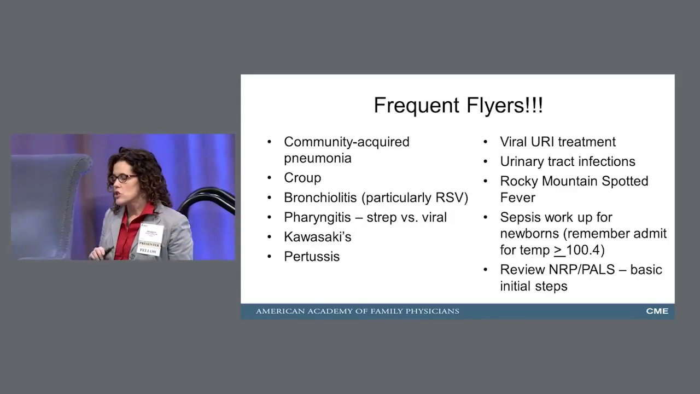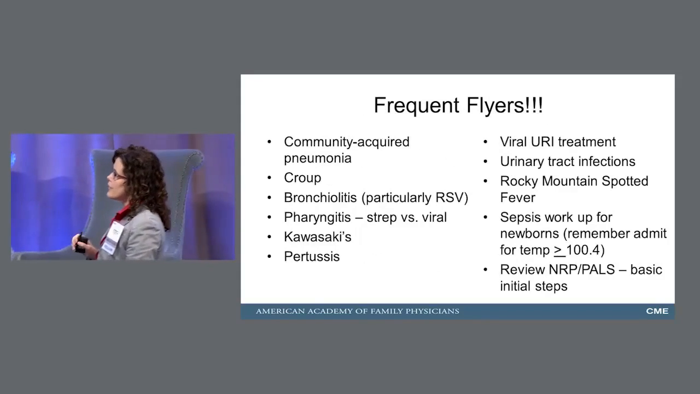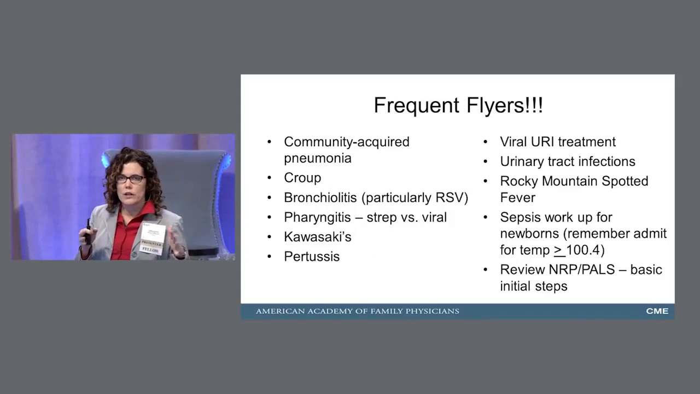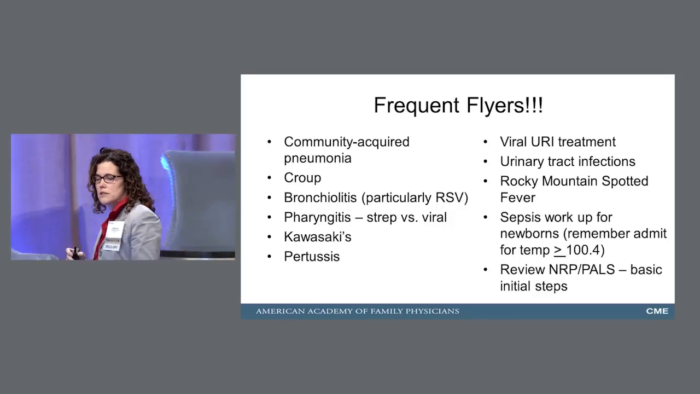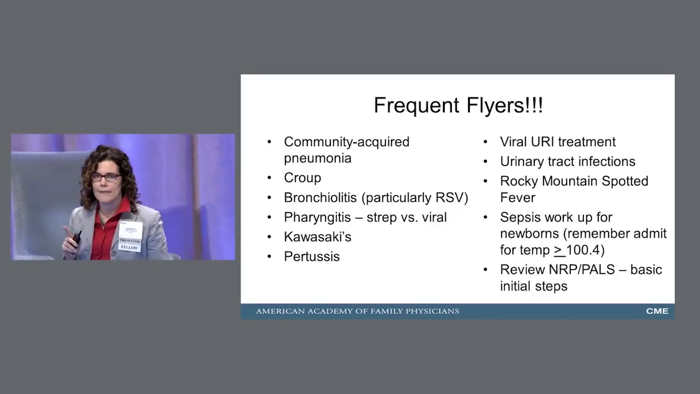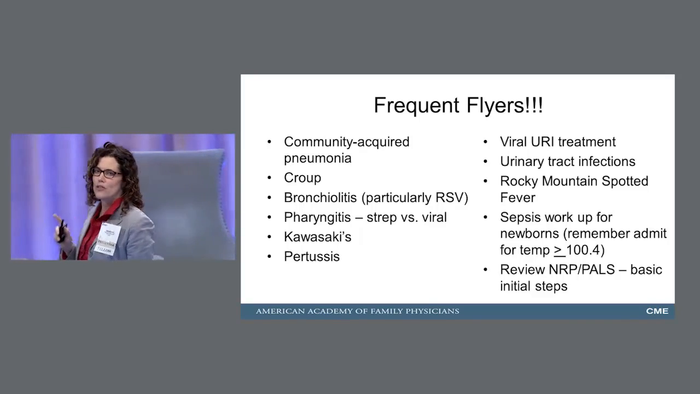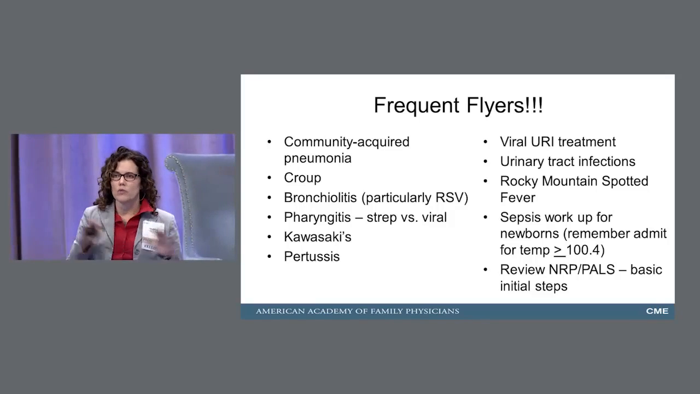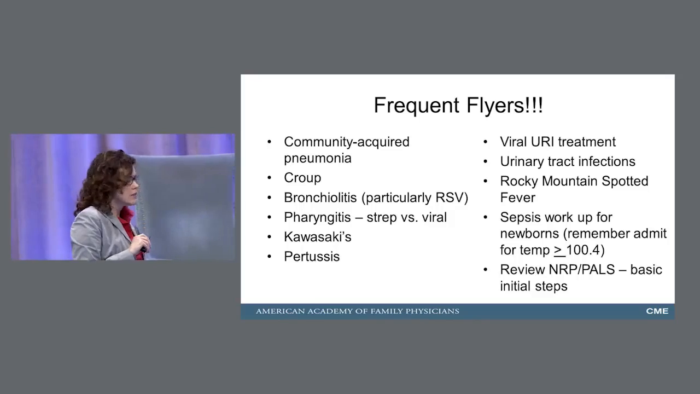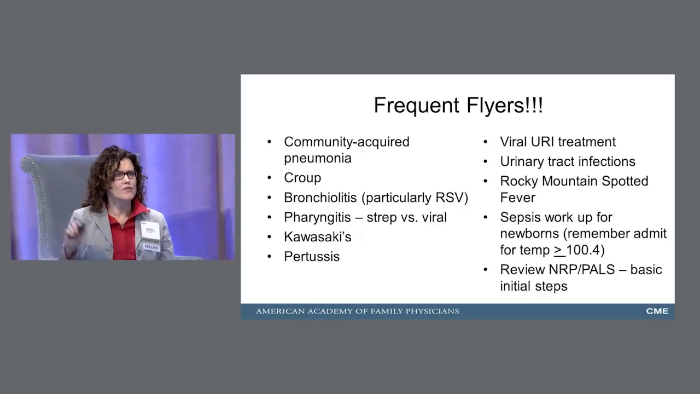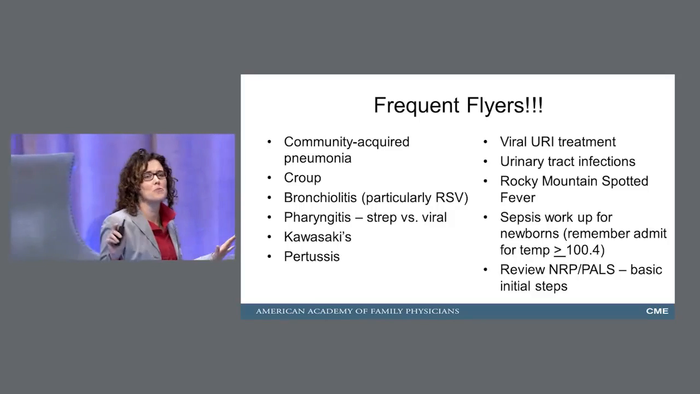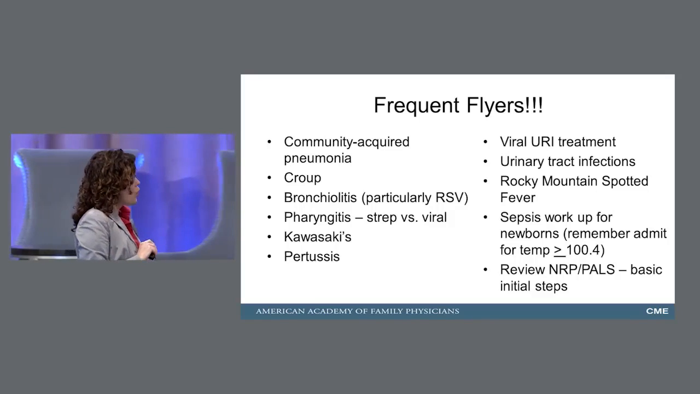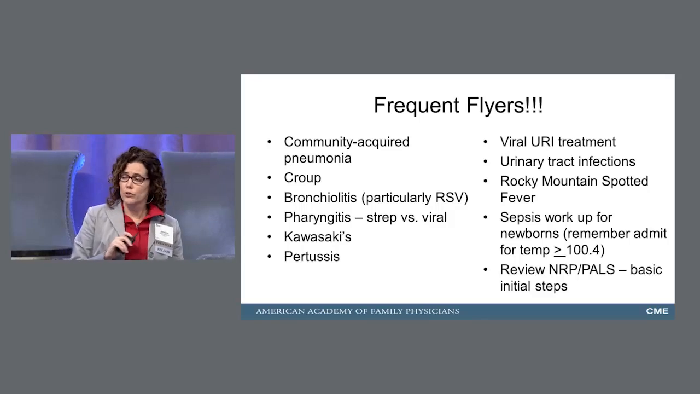So the last thing I want to talk about just for a moment is frequent flyers on the boards. Community-acquired pneumonias, the ones I talked about: the preschool kids get amoxicillin, school-age kids get azithromycin. Croup, know that dexamethasone is the treatment for any kind of croup. Bronchiolitis, know that you don't really do anything except supportive care. Pharyngitis, strep versus viral. Kawasaki's, I have no idea why Kawasaki's shows up on the boards, but it shows up almost every single year. Pertussis, and what not to do mostly for viral URIs.